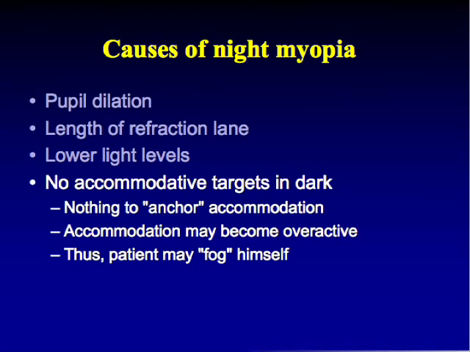And then finally, in the dark, there's not as many accommodative targets. Patients may focus on a headlight and over-accommodate and fog themselves to further cause night myopia. So all of these things can be mediated by giving a little bit more minus in the glasses. He's 27, so he can take being over minus probably, but as patients get closer to being presbyopic, they may have to have separate driving glasses, sort of night driving glasses that over minus them slightly if they really are complaining bitterly about this condition.